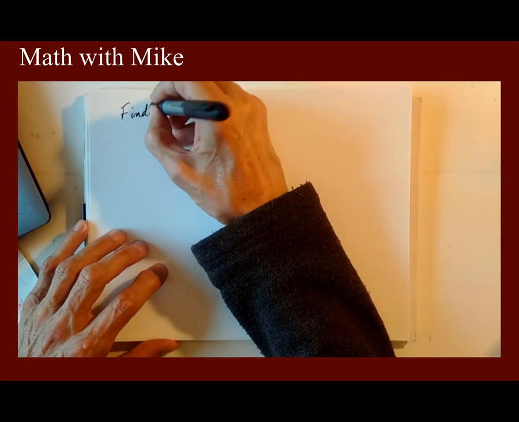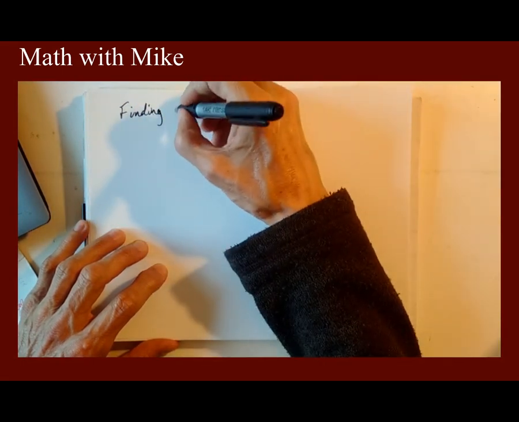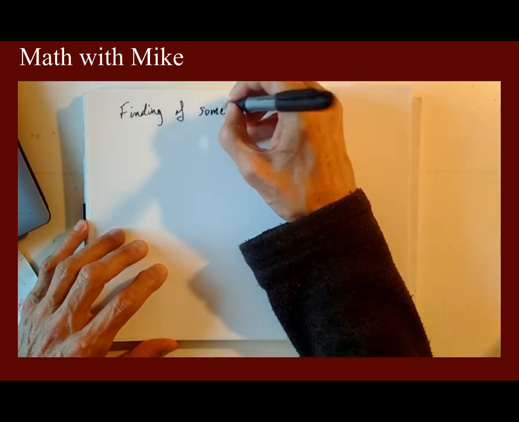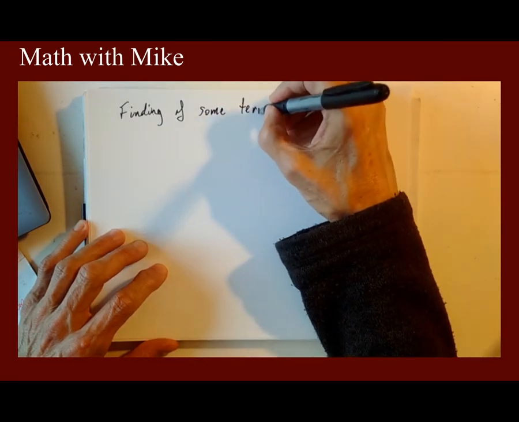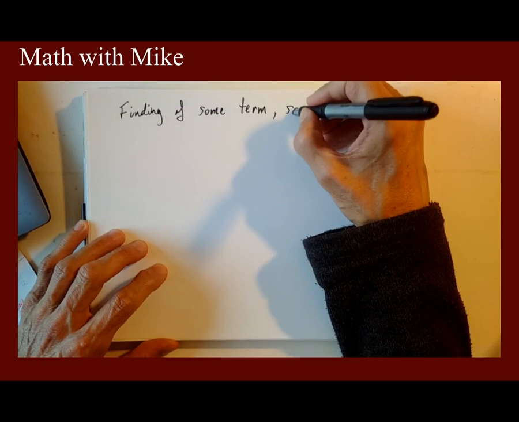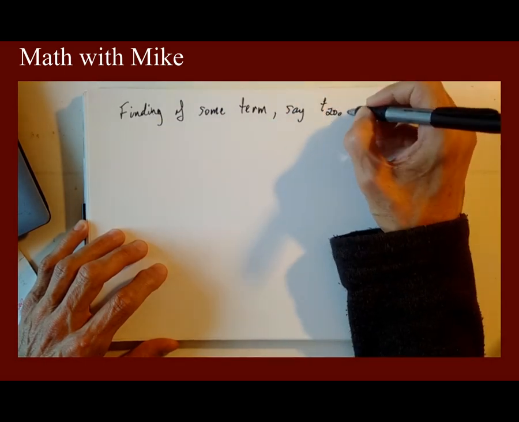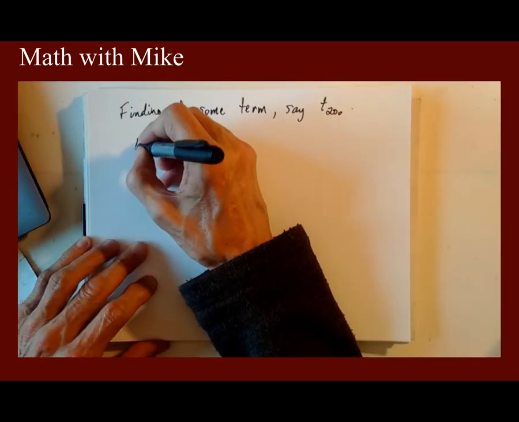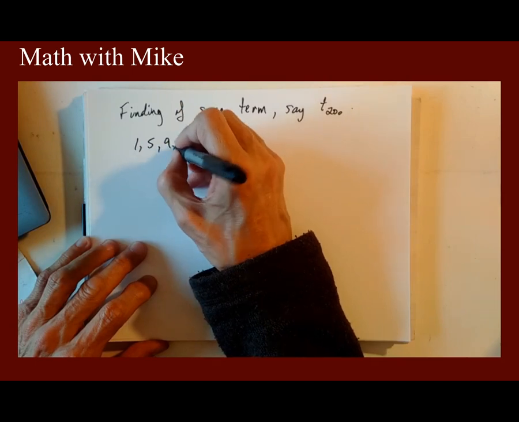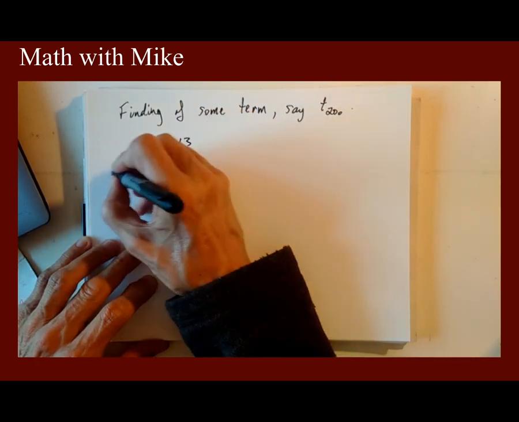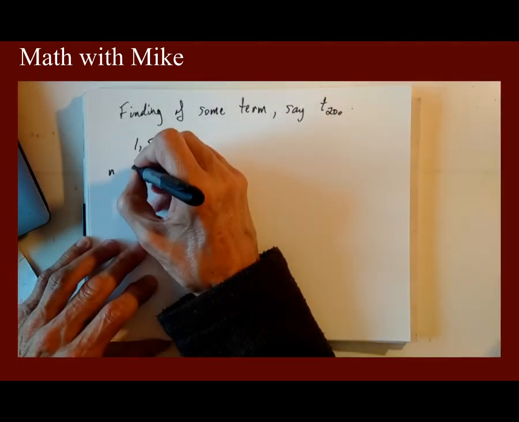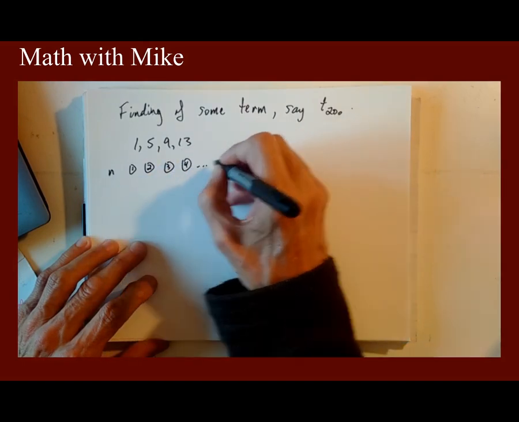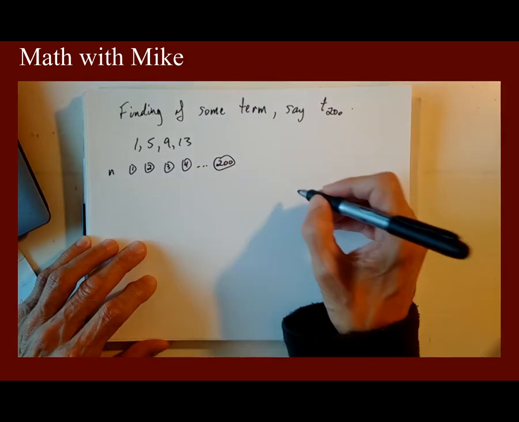One typical example is finding the value of some term. And I'm going to say, just for fun, T200. So not the first term, which we had as a 1, not the next term, which we had as a 5 or a 9 or a 13, right? The n values for these would be n is 1, n is 2, n is 3, n is 4. No, the question is, what's going on at 200?